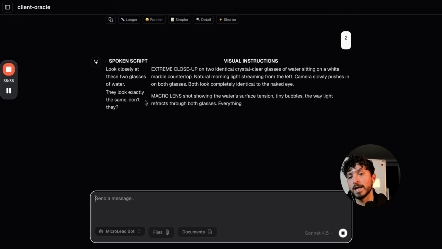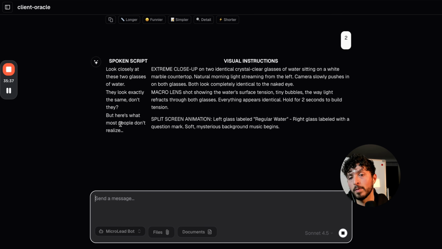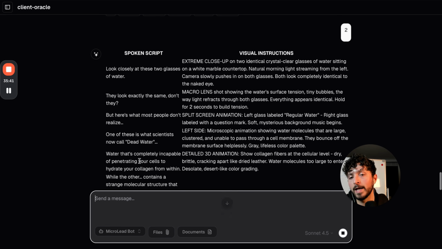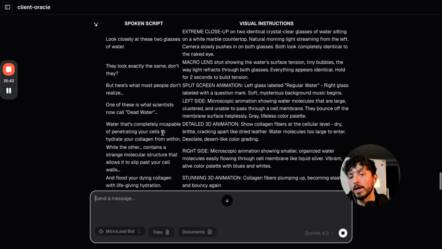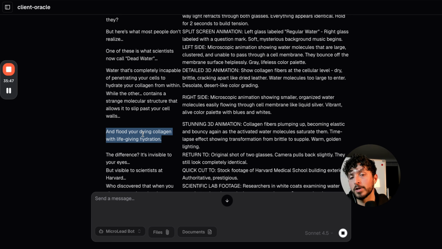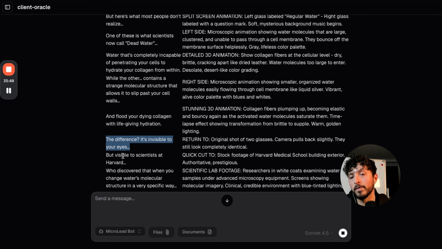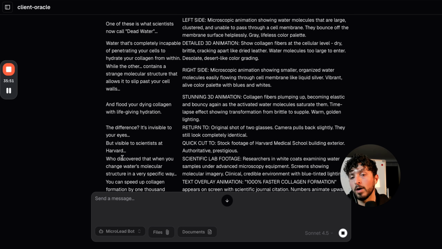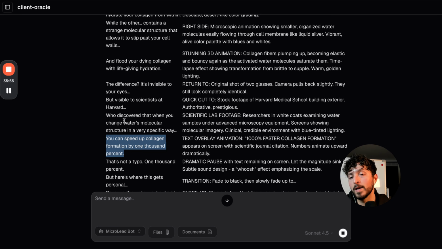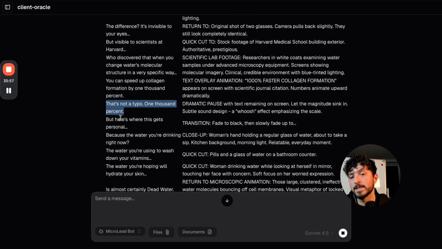Look closely at these 2 glasses of water. They look exactly the same, don't they? But here's what most people don't realize. One of these is what scientists now call dead water, water that's completely incapable of penetrating to cells to hydrate from within, while the other contains a strange molecular structure that allows it to slip past your cell walls and flood your dying collagen with life-giving hydration. The difference is invisible to the eyes, but visible to scientists at Harvard who discovered that when you change water's molecular structure in a very specific way, you can speed up collagen formation by 1,000%. That's not a typo, 1,000%.